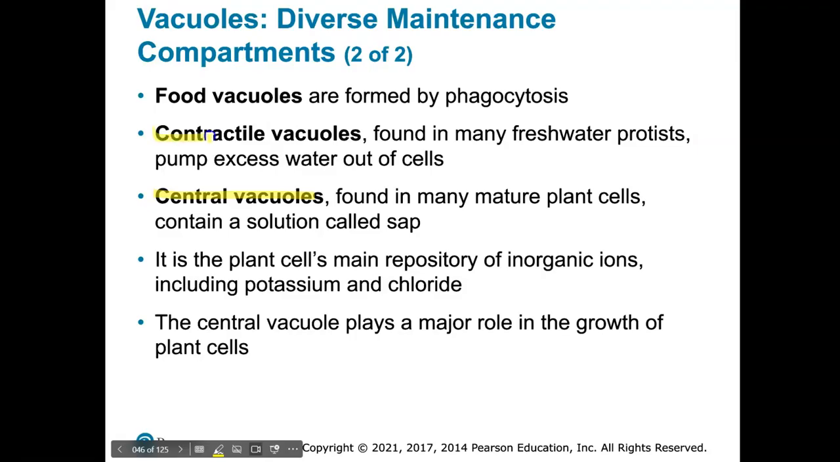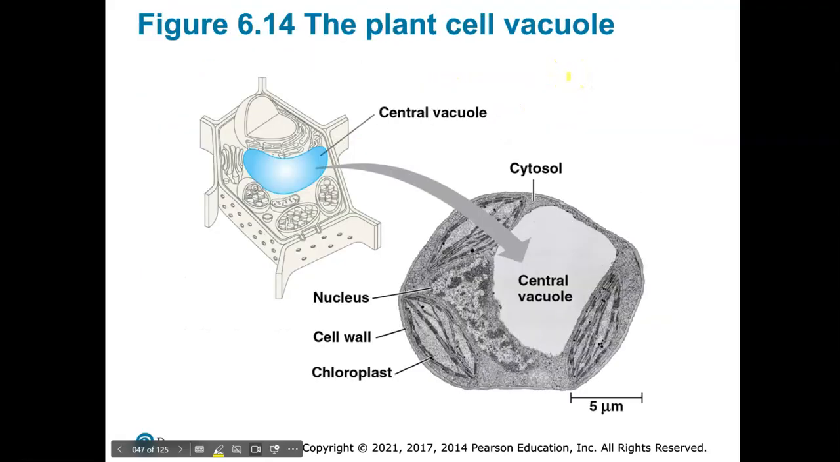Contractile vacuoles are found in some protozoans, like the paramecium we saw in the first picture. That paramecium is a type of freshwater protist. A paramecium has contractile vacuoles because, since it lives in fresh water, it's constantly taking on water, and the contractile vacuole will pump out the excess water so it doesn't swell up and burst. Food vacuoles are formed when cells phagocytize or engulf large food particles.